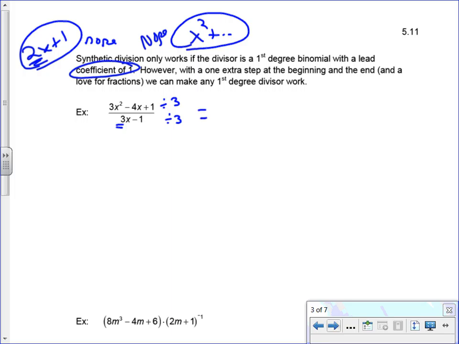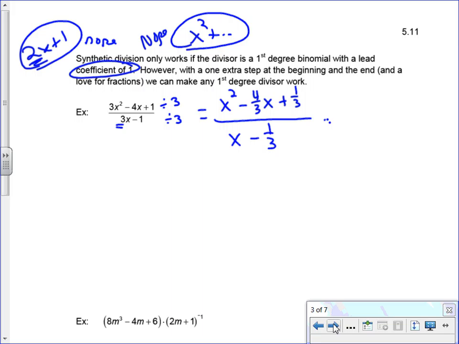3x squared divided by 3 is x squared. 4 divided by 3 is 4/3. It isn't hard. And 1 divided by 3 is 1/3. Don't panic. I promise you it isn't going to be hard. 3x divided by 3 is 1x. And 1 divided by 3 is 1/3. So instead of working the first problem, we're going to work this problem, the second problem.